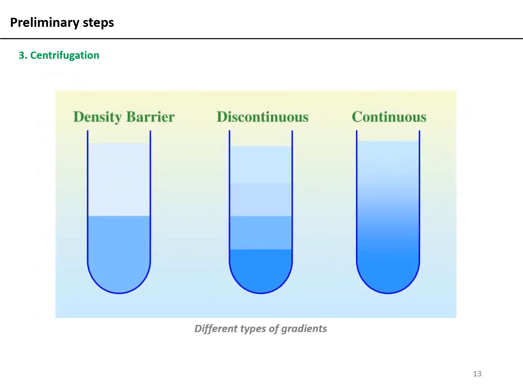So these are the different types of gradients. You can have a density barrier where you essentially have two solutions having different densities. So this is your barrier. So you're moving down, down, down, and boom, there's a barrier. You have a more dense solution. You can have a discontinuous gradient where as you're moving further down the tube, you have layers of increasing density. And then you have the continuous gradient where there are no such clear demarcating layers or segregation, but a uniform increase in density as you're moving down from the top to the bottom of the tube.